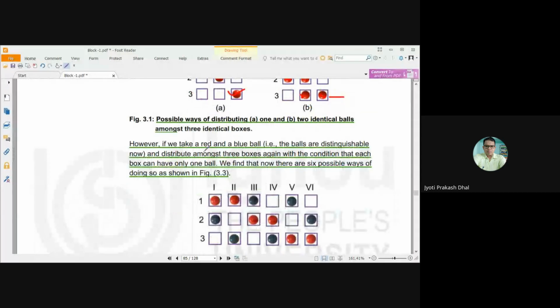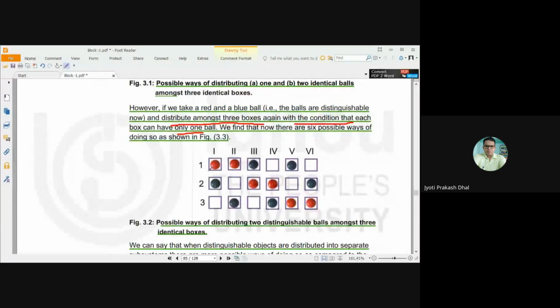However, if we take a red and a blue ball, so now we are gradually going to some complexity. If we take a red and a blue ball, the balls are distinguishable now. Two balls, one is red and another one is blue. So now the balls are distinguishable and we distribute them among the three boxes, again with the condition that each box can have only one ball. That means you cannot put two balls in a single box. We find now there are six possible ways.